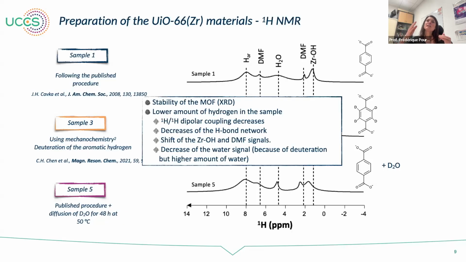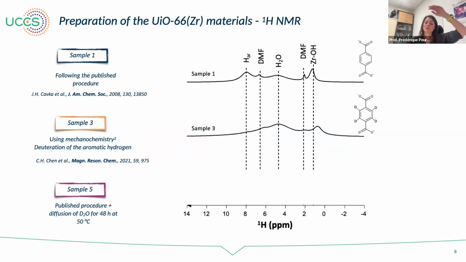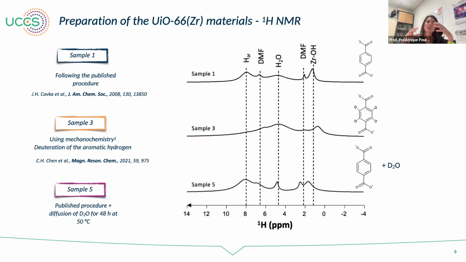What you can observe here is that you're decreasing the H-bond network and the amount of proton, and you can definitely see that the water signal decreases in intensity and in broadening. That is because you reduce the amount of H2O compared to D2O. However, you don't exchange all the water that is inside, so this water should be very stuck, part of the structure, and really difficult to remove.